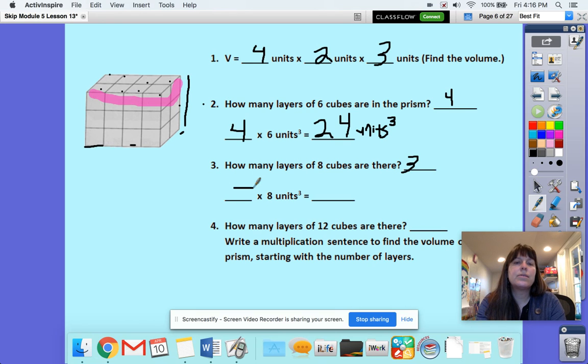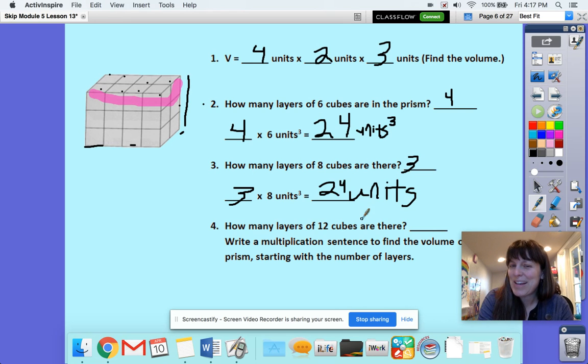So 3 layers times 8 units cubed would give you the same, which makes sense, right? It doesn't matter which way you multiply it. You're going to get the same answer because of, if you said commutative property of multiplication, you were correct.